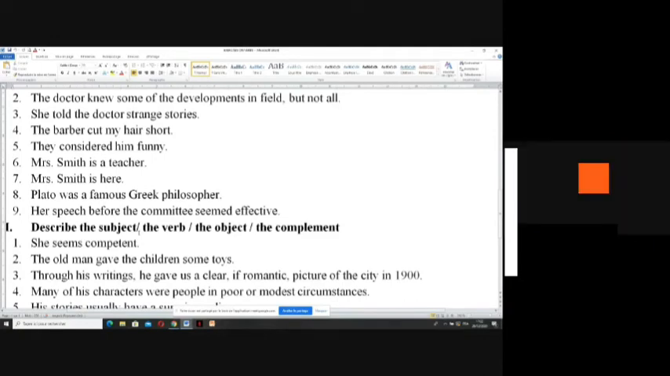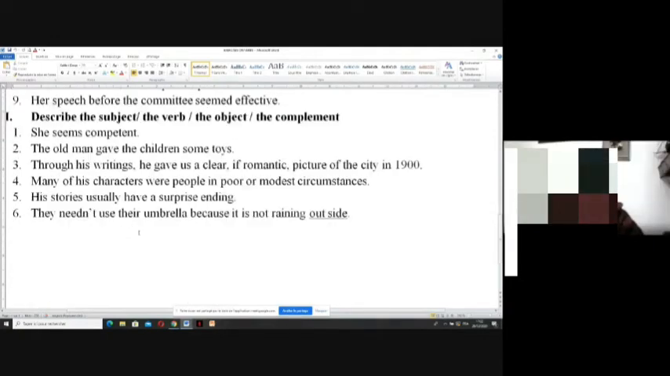Next, we move to the other example. Now, you have to describe the subject, the verb, the object, and the complement. That is, you're going to start from the beginning and take each element and try to identify or describe it, stating the function and the category. For example, I give you an example. She is a personal pronoun, subject.